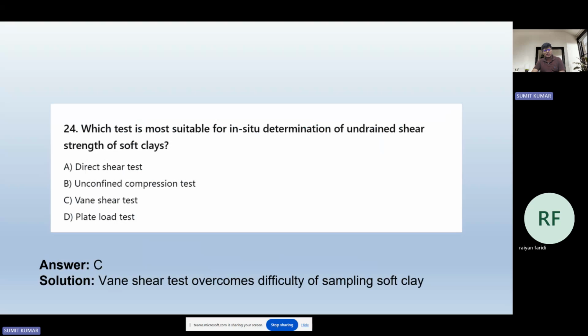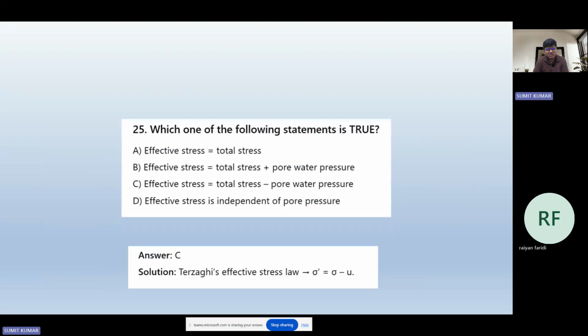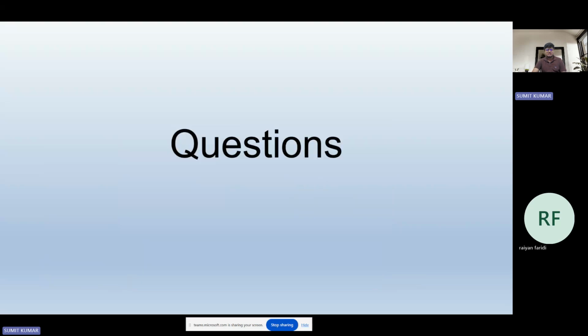Now move to the last problem of the MCQ. We ask which one of the following statements is true: effective stress equals total stress, effective stress equals total stress plus pore water pressure, or effective stress equals total stress minus pore water pressure. So option C is the correct answer as per Terzaghi. Now with this, I think we can sum up today's session.